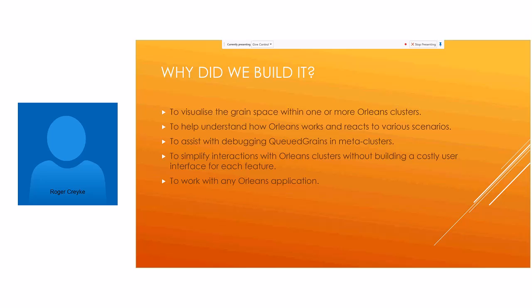We built this tool to attempt to visualize or rationalize what we're calling the grain space within one or more Orleans clusters, and understand how Orleans works and reacts to various scenarios. We've been working closely with the Orleans team to validate and ship the meta-cluster functionality, specifically the queued grain initially, and so we wanted to make sure that the tool could visualize multiple silos within one cluster, and we would use two of the tool. We could point the tool at more than one cluster, but not two at the same time.